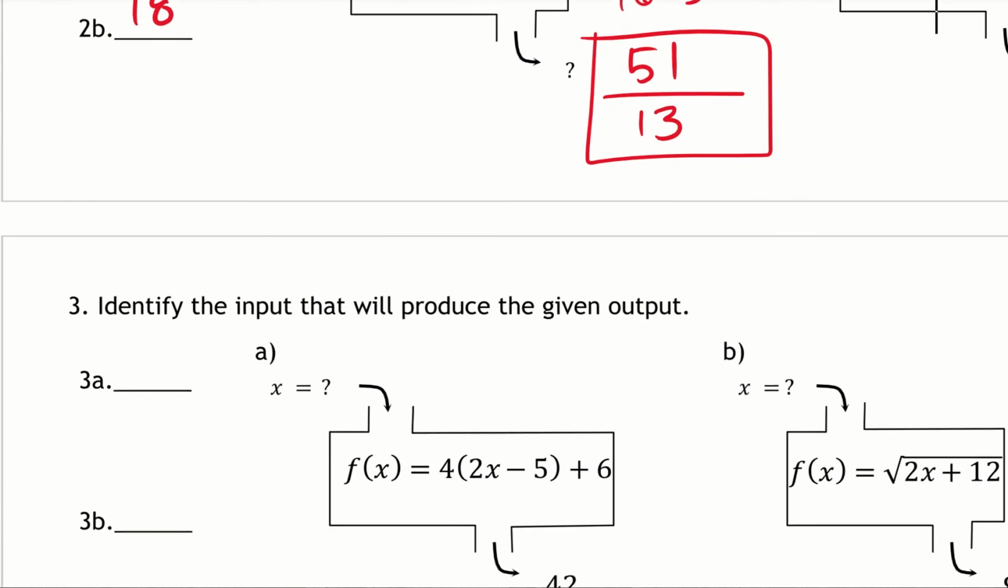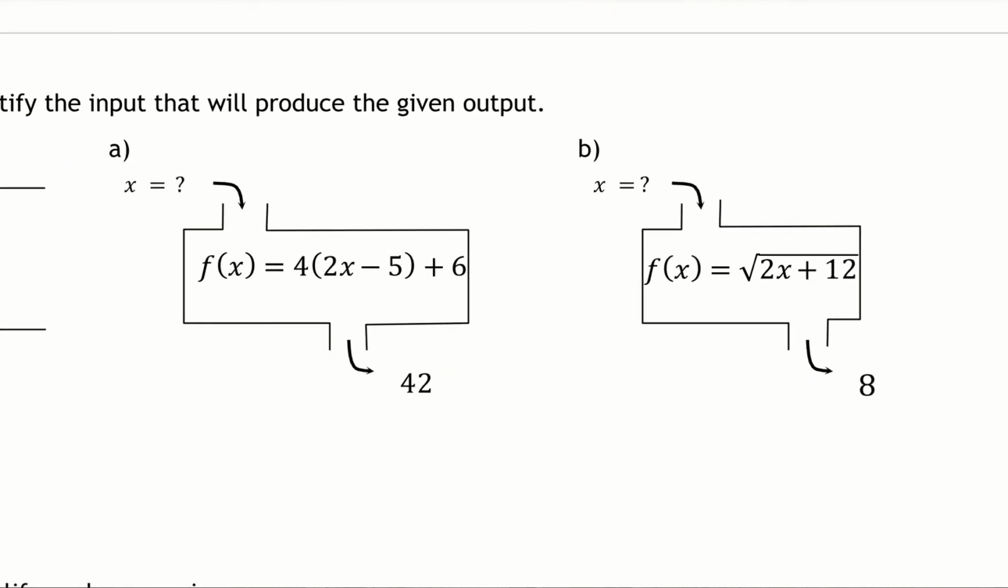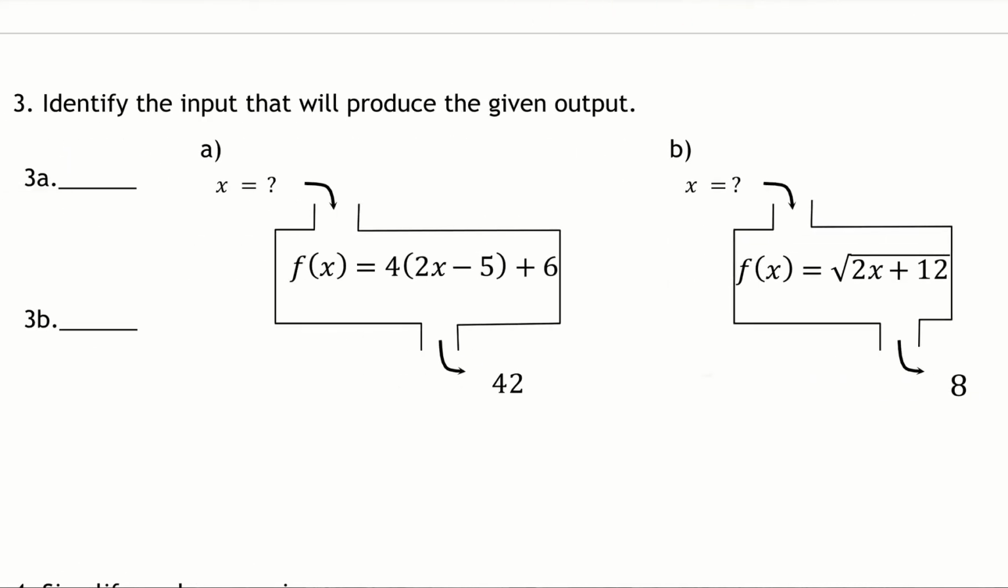All right, question 3 is pretty much the other possibility with this. This question says, please identify the input that would produce the given output. So here's a function f of x, and there's a lot of values that I could put into it, right? The question is, which input would go into this function that's going to produce an output of 42?